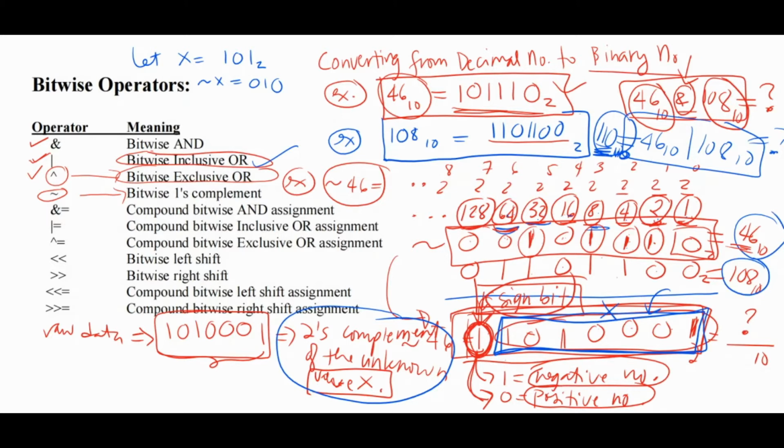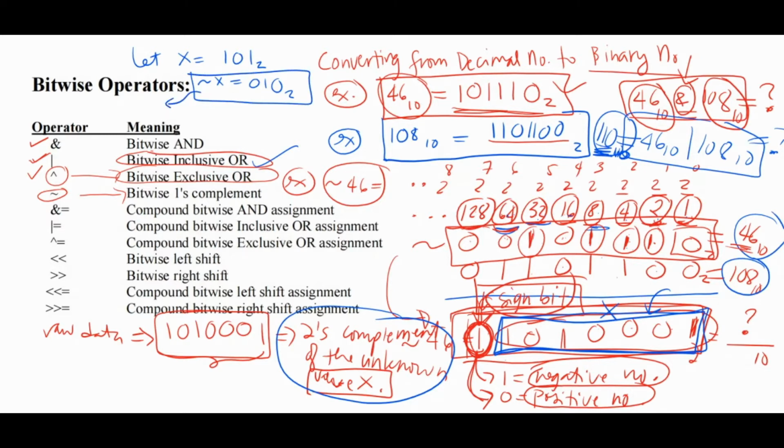Because all you have to do when you get the bitwise ones complement of a binary number is to reverse, or to put the not operator on each bit. Thereby, you change the value of that bit. From 1, it becomes 0, or from 0, it becomes 1. So if this is x, 101 base 2, the not of x, or the bitwise ones complement of x, is 010, and this is base 2. We call this the ones complement of x.